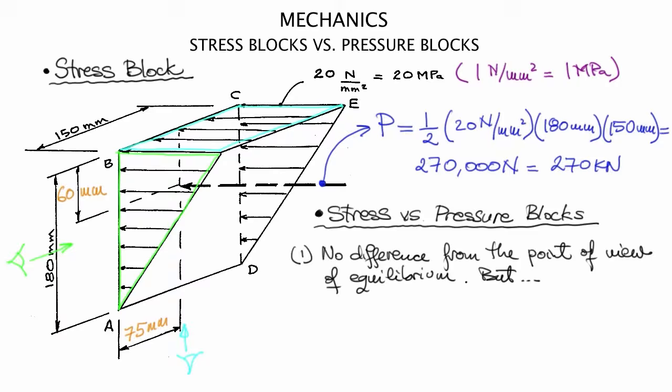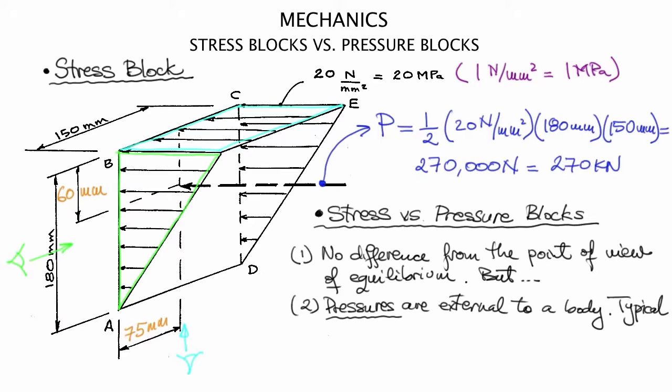So the difference resides in the fact that pressures act externally to a body. They are applied to the body. So therefore, also because of the magnitudes and the numbers, sizes, the typical units for pressure are pascals or kilopascals, which in regular units means newtons per meter square or kilonewtons per meter square. So for typical pressure magnitudes, you will get a nice number.